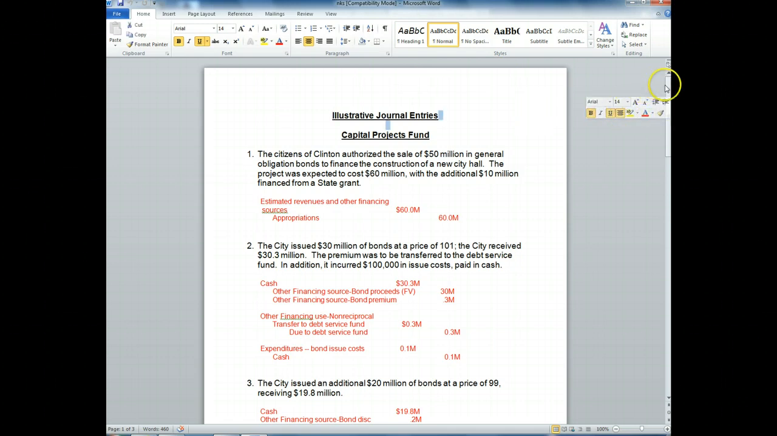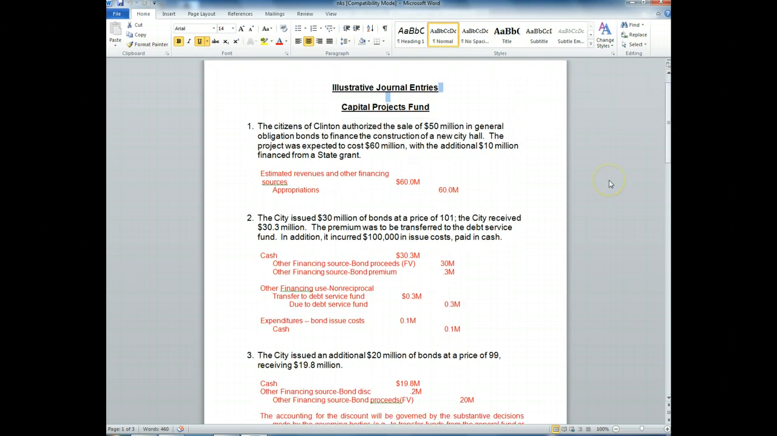The citizens of Clinton authorized the sale of $50 million in general obligation bonds to finance the construction of a new city hall. The project was expected to cost $60 million, with the additional $10 million financed from a state grant. So basically, what we're looking here to be aware of is we've talked about budgeted journal entries.